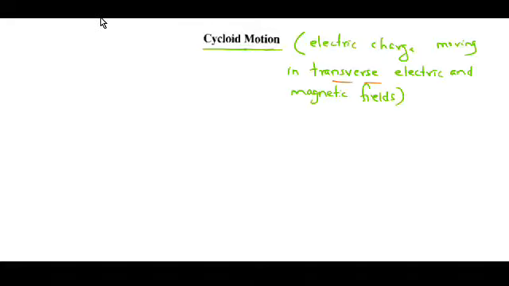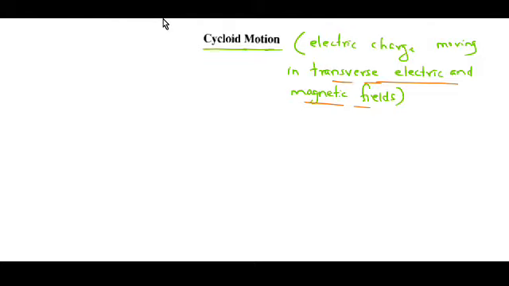Hi dear students, our next topic is cycloid motion. Here we discuss the motion of the electric charge in the transverse electric and magnetic field. The motion of the electric charge in the transverse electric and magnetic field means the electric and magnetic fields are perpendicular to each other. In that field, an electric charge moves, and what will be the trajectory of that electric charge? That we will discuss here.